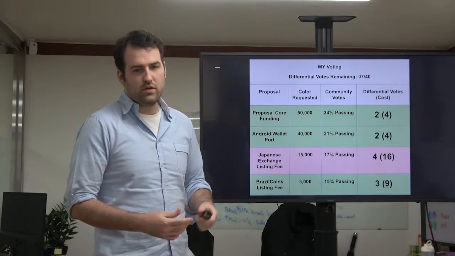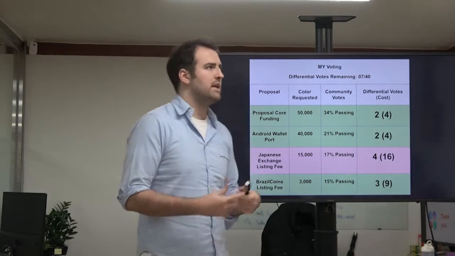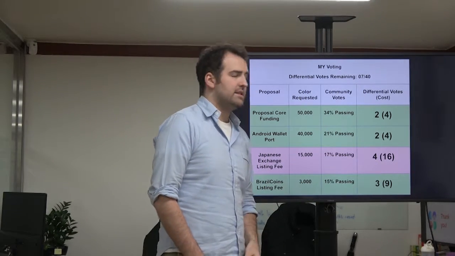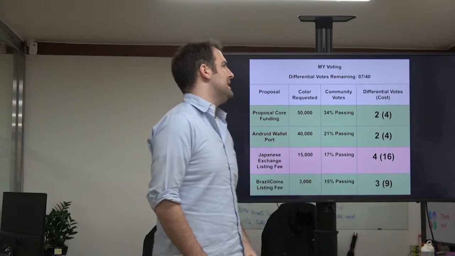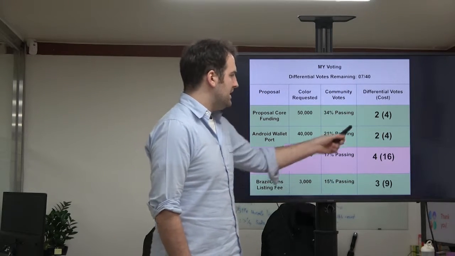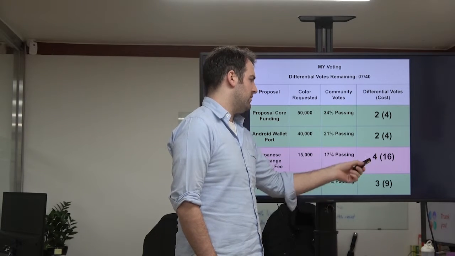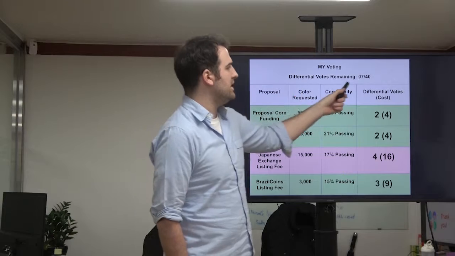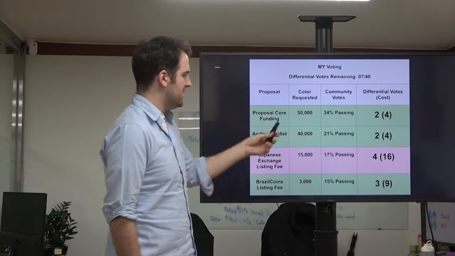Let's say you're a Color user, you live in Japan, and you really don't like the current exchange that Color is listed on, so you're really hoping it can get listed on this other exchange here, so you put most of your voting towards that. So as you see, the 2 extra votes cost 4, these 2 extra votes cost 4, but 4 extra votes cost 16 voice credits, and this particular user has 40 voice credits, 7 remaining. This is just an example.